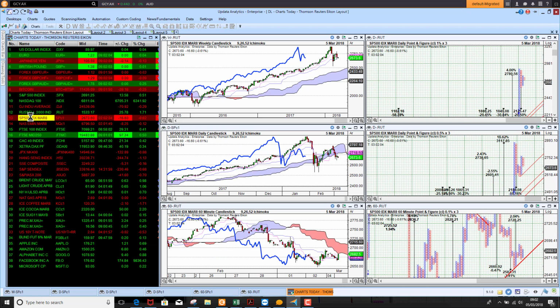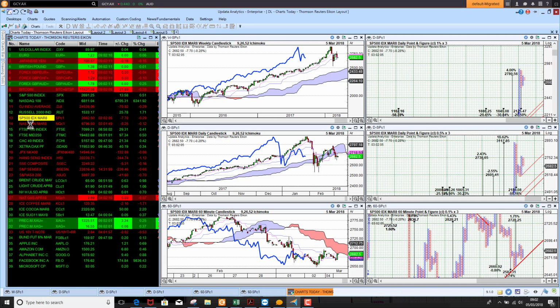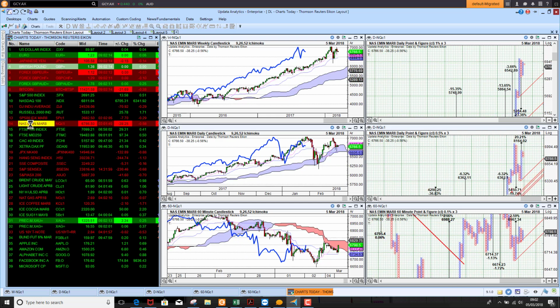Looking at the S&P 500 future this morning, down about 1/3% in London, so does suggest US markets might open lower, and the Nasdaq also down about 0.5%, so still looking a bit bearish there as well.